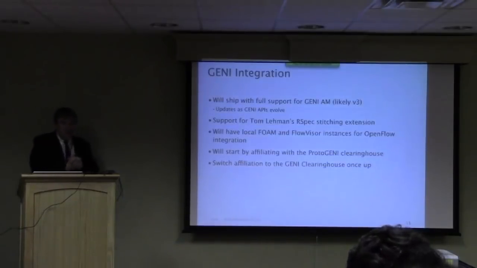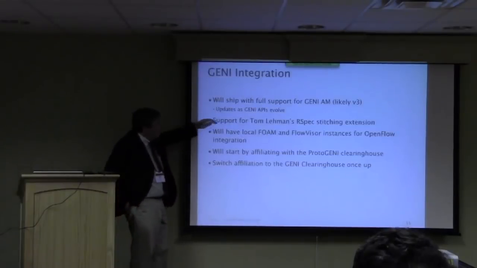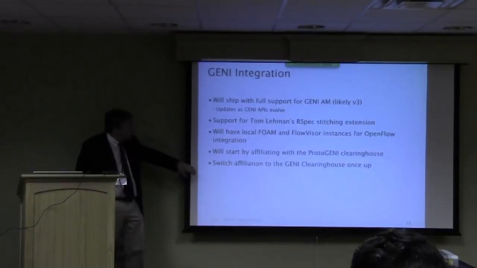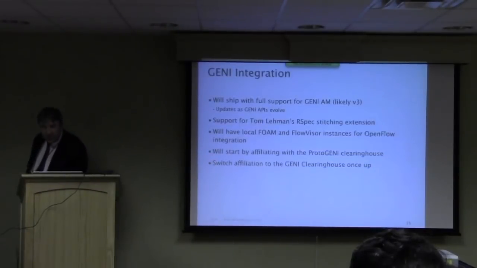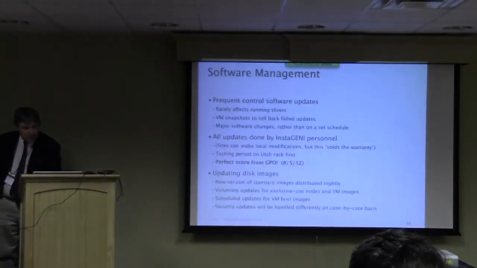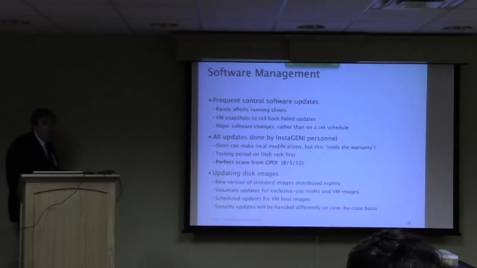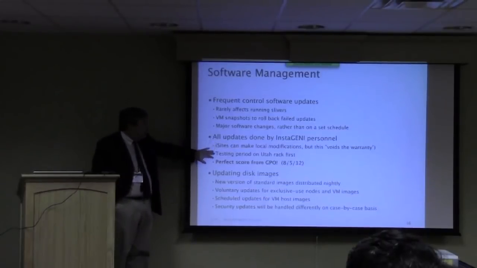It ships with full support for GENI AM, and support for Tom Lehman's RSpec stitching extension. It will have local FOAM and FlowVisor instances for OpenFlow integration, affiliated with the ProtoGENI Clearinghouse, and then we'll switch affiliation to the GENI Clearinghouse when it comes up. Rob is managing the software update process, which to date has never affected running slivers. All updates are going to be done by Rob and his team at Utah. You can make local mods, but this voids the warranty.